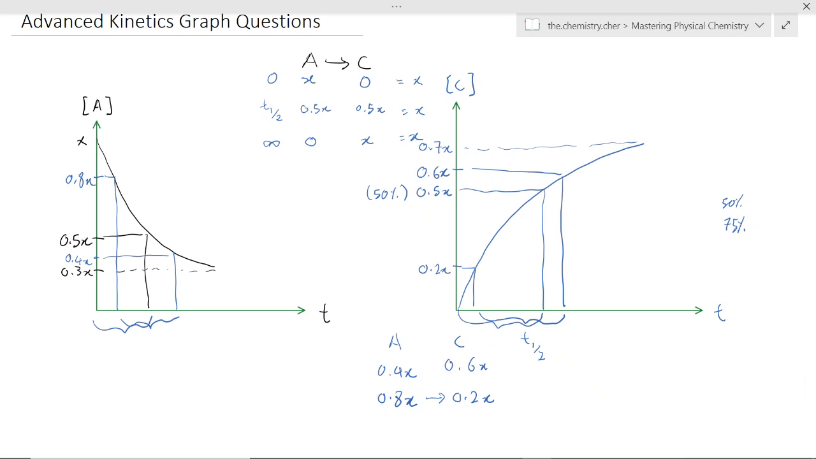So this is the method that we can use to answer product-time graph questions and reactant-time graph questions if we are not given enough information to work with them.